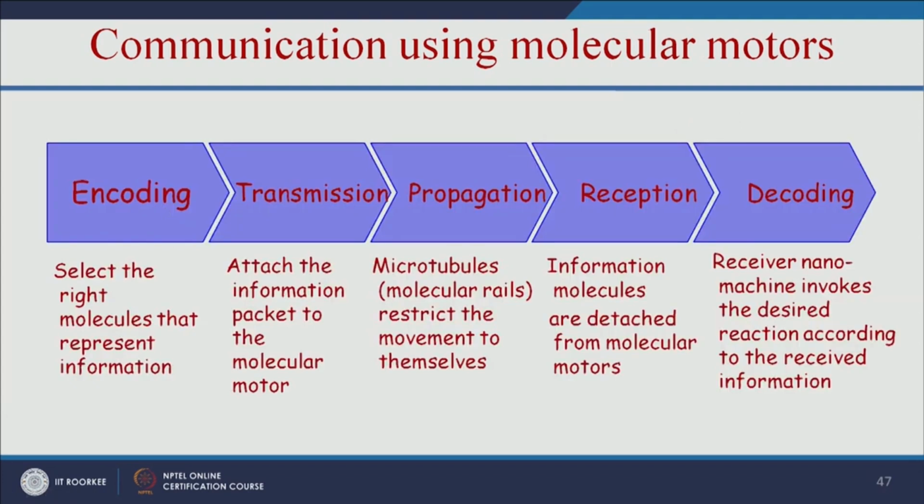So, how does the communication happen with these molecular motors? It selects the right molecules that represent the right information and carries the information, and through the microtubules it will move and reach the receptor, and there the molecule will be detached and it will release the molecules. Once the receiver receives that information, it will perform the work according to the information.